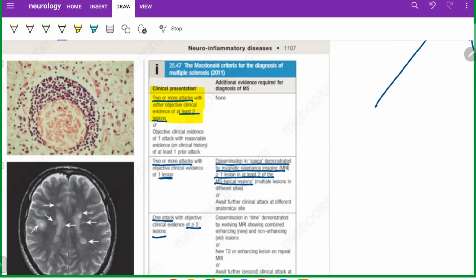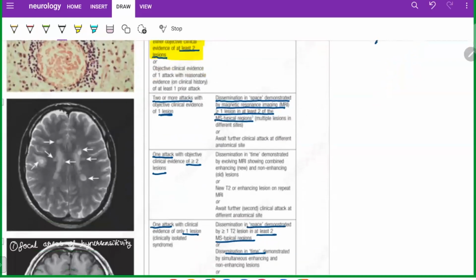Okay? Based on these findings, we fix the criteria for multiple sclerosis. When there are 2 or more attacks and 2 or more lesions, even without clinical evidence, you classify it as multiple sclerosis. If there are 2 or more attacks but only one lesion, there should be dissemination in space on MRI. You can wait for the next attack at a different anatomical site. If there is only one attack but more than 2 lesions, there should be dissemination in time on MRI. Then with 1 attack and 1 lesion, dissemination in space and time. That is the additional criteria.